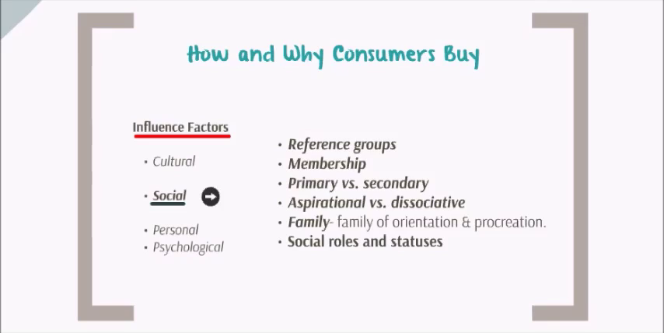Now, even social roles and statuses also influence a consumer purchasing process. A person's position in each group can be defined in terms of role and status he plays. A role consists of the activities a person is expected to perform, and each role carries a status. To give an example, an administrative officer has more status than a sales manager, and a sales manager has more status than an office clerk.